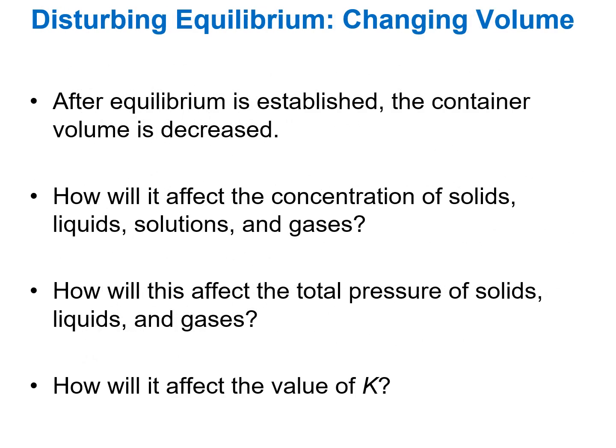In the scenario where we have an equilibrium established, let's say that we change the container volume. Let's say we decrease it. Our questions become, how will this affect the concentration of the solids, the liquids, the solutions, and the gases? How will this change in volume affect the total pressure of the solids, liquids, and gases? And will it affect the value of our equilibrium constant?